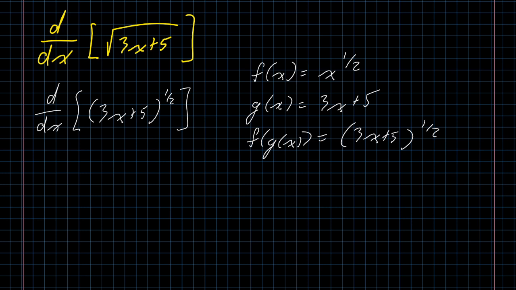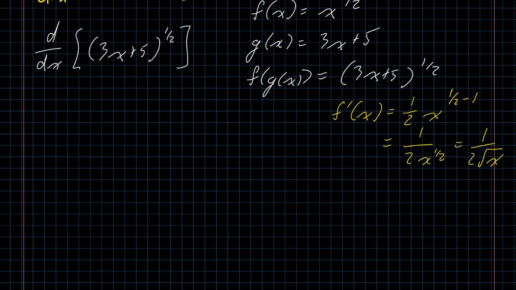But because of that, I know that for the derivative here, I'm going to need to know f prime of x. Well, the derivative of x to the 1/2 by the power rule is 1/2 times x to the 1/2 minus 1, which is 1 over 2 times x to the 1/2, or 1 over 2 square root of x. I'm also going to need to know the derivative of g of x. G prime of x is, well, just 3 in this case.